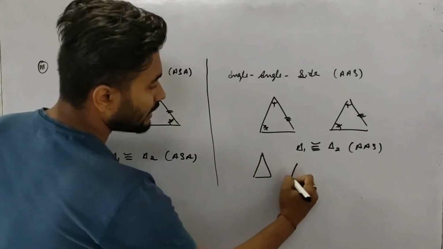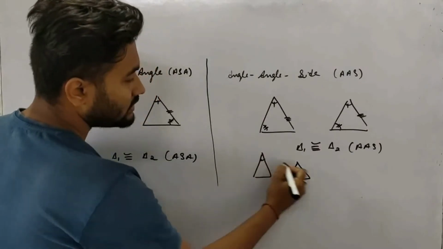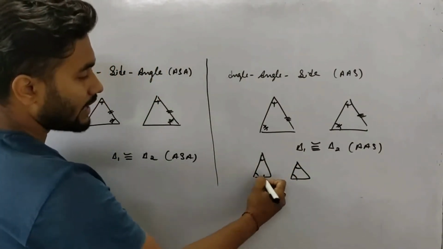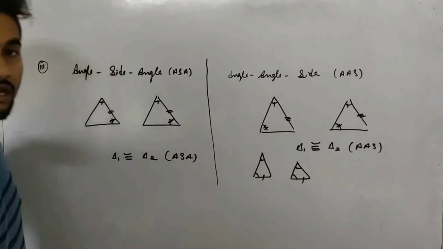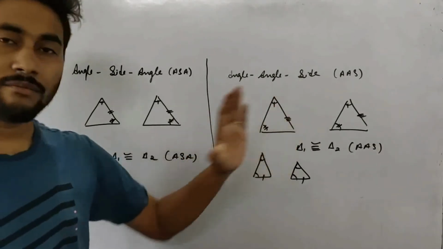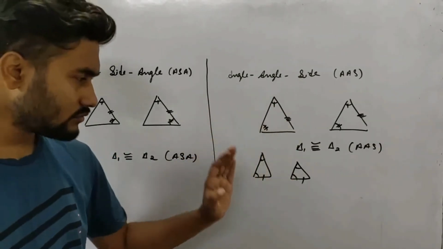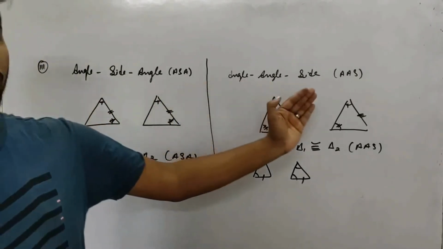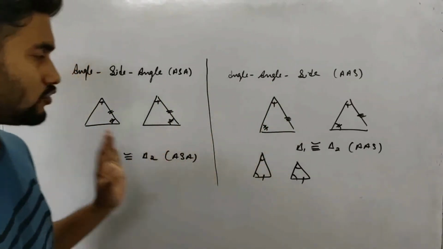So this is one triangle, this is another triangle. This angle is equal to this angle, this angle is equal to this angle. And say for example, this side is equal to this side. Then also these two triangles will be congruent. You see? So it doesn't matter whether the side is in between or not. That is the simple logic over here. Why that one? I will show just now.